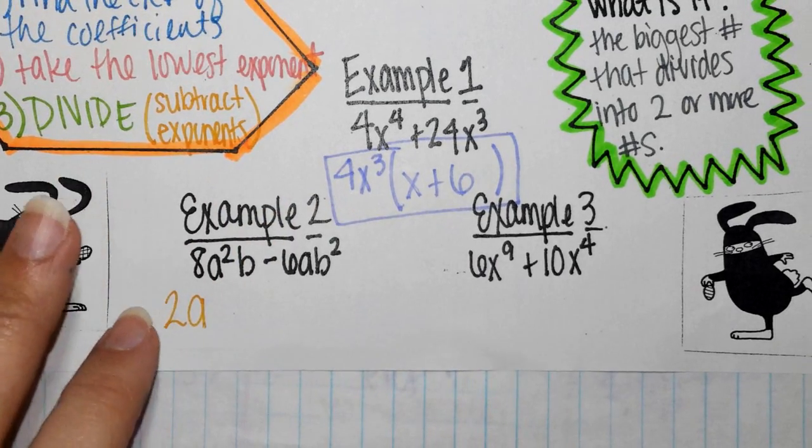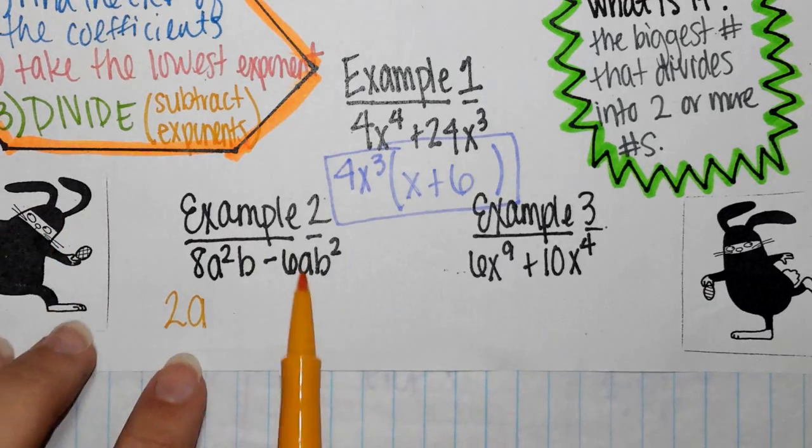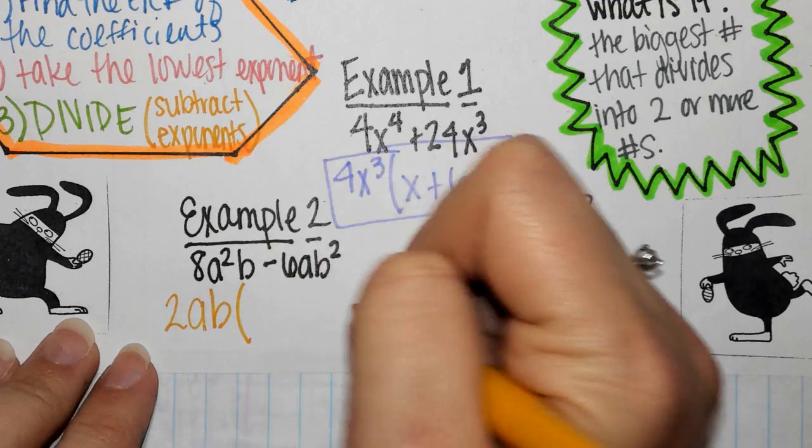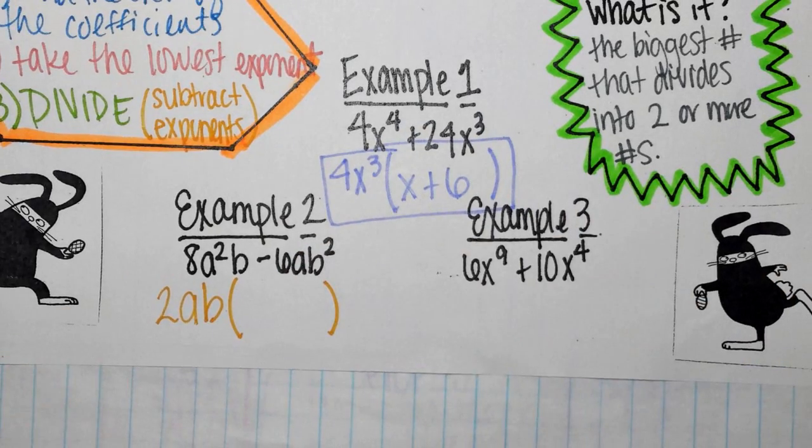Now, they both have b in common, so let's look at the b's. What's smaller, 2 or 1? So we bring out a b. Does everybody see where we got that from? Now, how do we know what sign to put in the middle? If it has it on the outside, you have to put it on the inside.